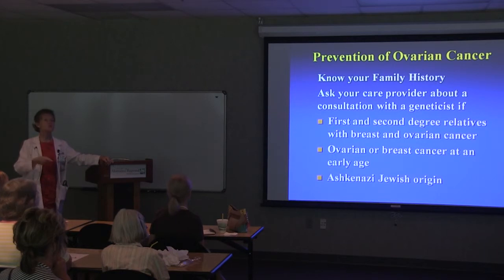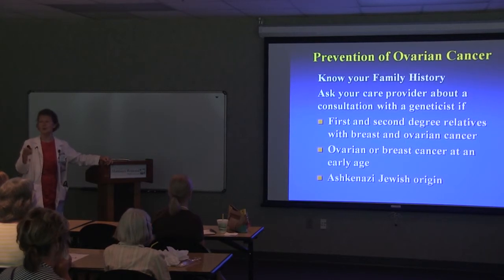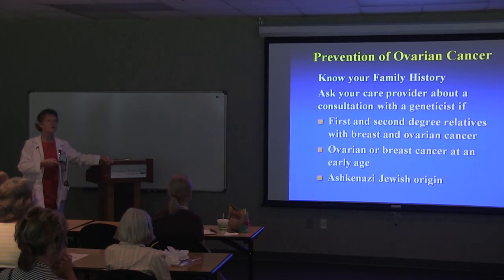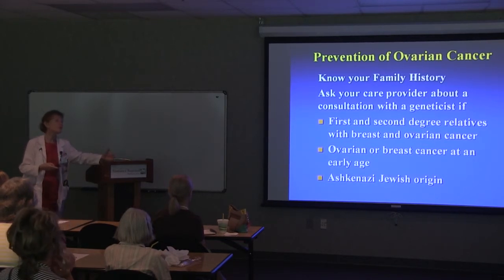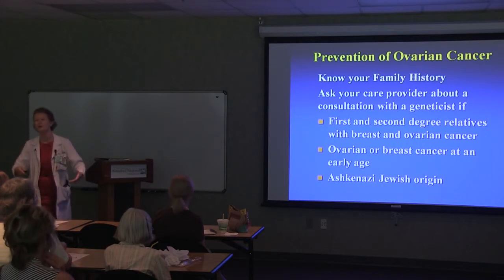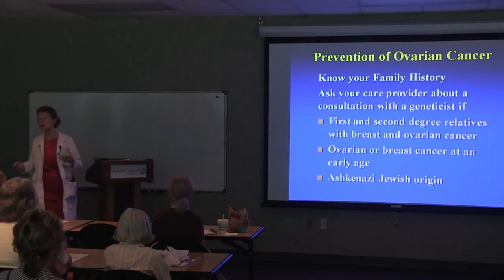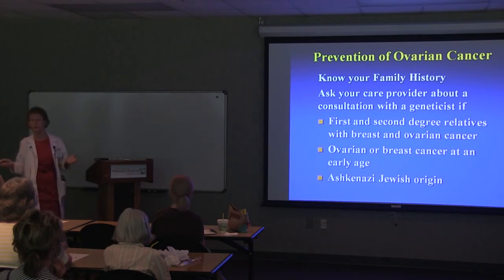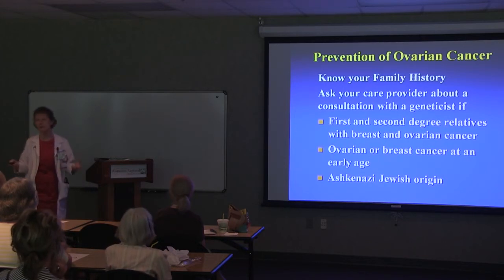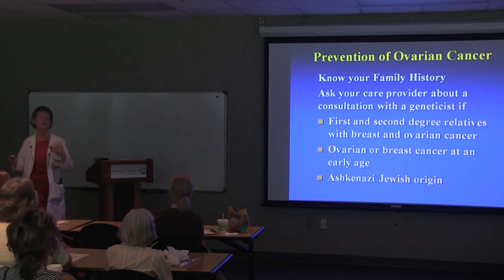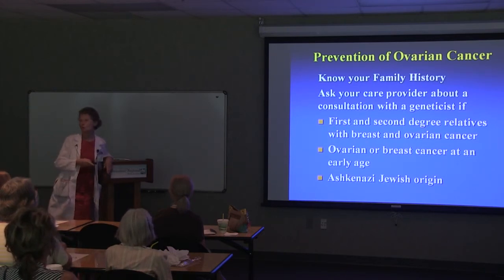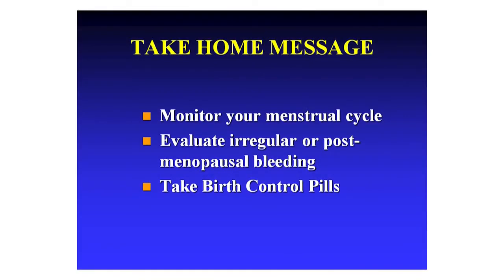And then discussion with a geneticist, I think, is important to assess your risk factor and then decide if you want to have the genetic testing, which would be important because it gives you the option to do something about it. More frequent mammograms, MRIs of the breast, or even removal of the breast with reconstruction. More frequent pelvic exams, blood studies, ultrasound, or removal of the fallopian tube, or sometimes even removal of the ovaries. So, take-home message. Monitor your menstrual cycle, evaluate any kind of irregular postmenopausal bleeding, and take birth control pills.